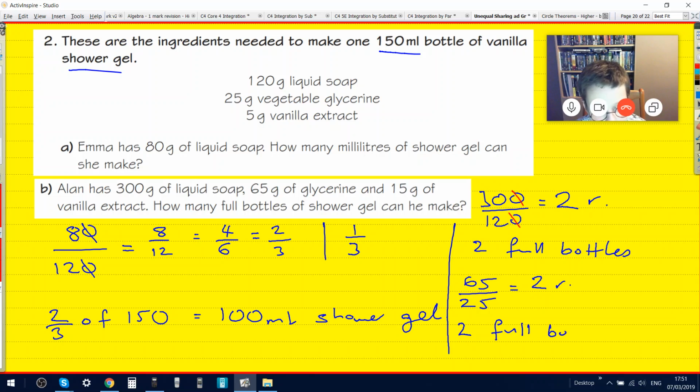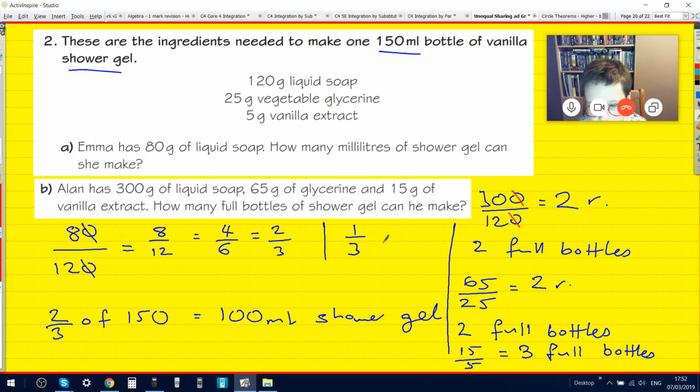15 grams of vanilla extract. We need to write down 15 over 5 and then work out how many times 5 goes into 15. And that is 3 times with no remainder. So with the last ingredient, they can make 3 full bottles. With the other 2, they can make 2 full bottles.